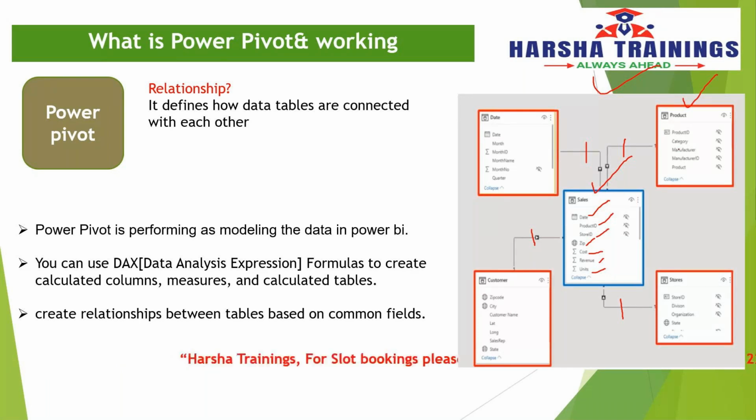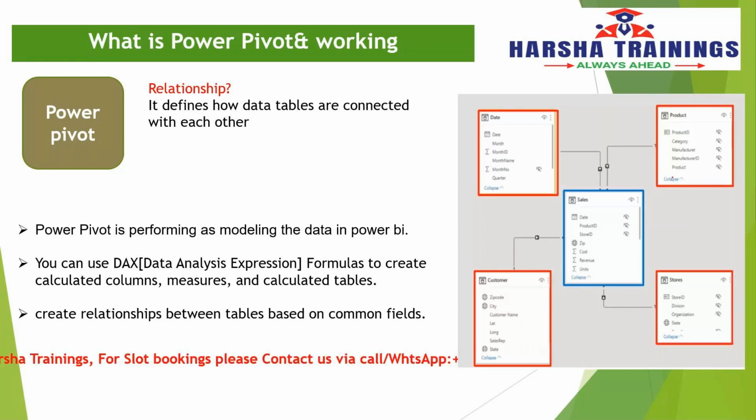I need to know each and every product cost. I need to create a visual for that requirement. What is that? Product and cost. Now there is a product in the product table. The cost is there in my sales table. I need to use these two columns.